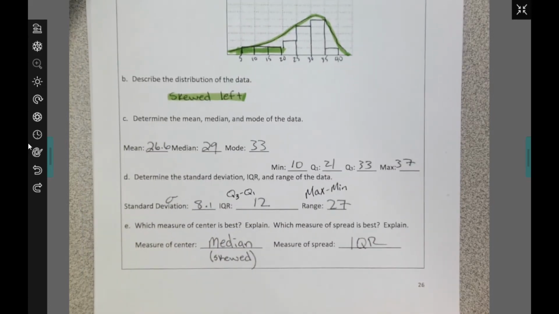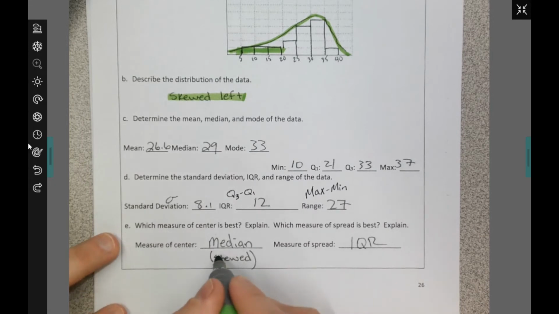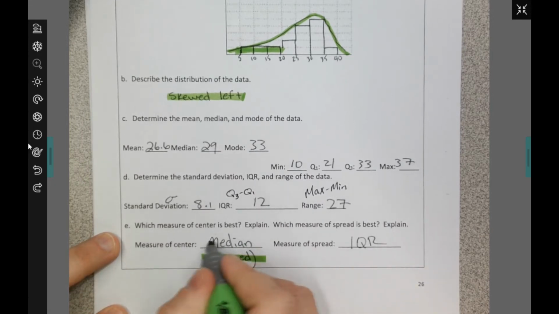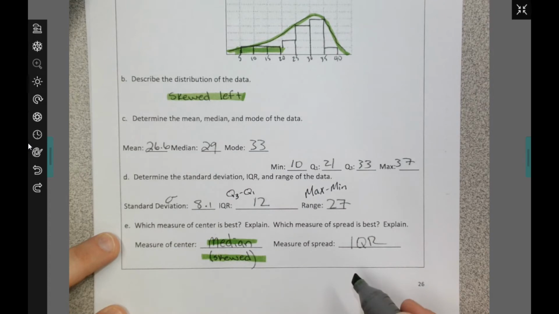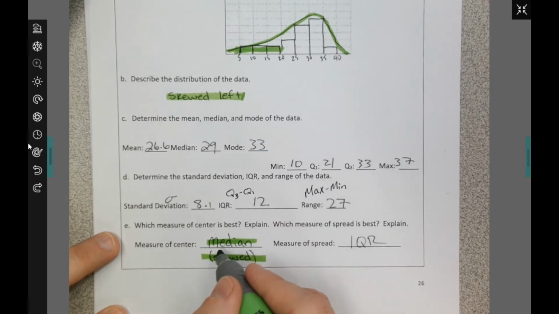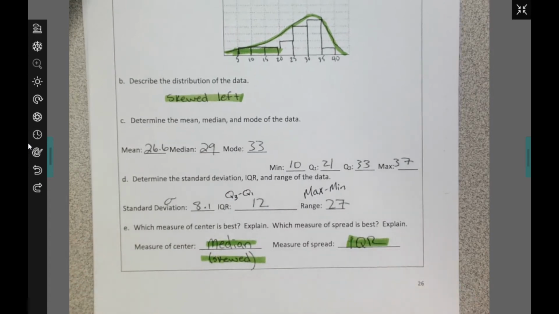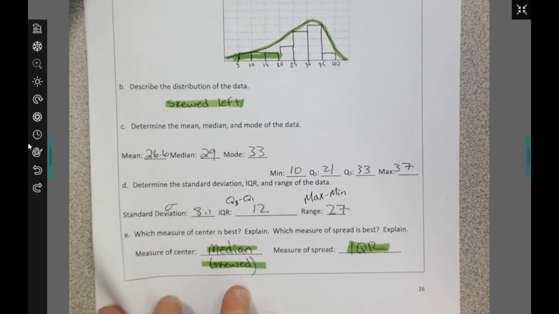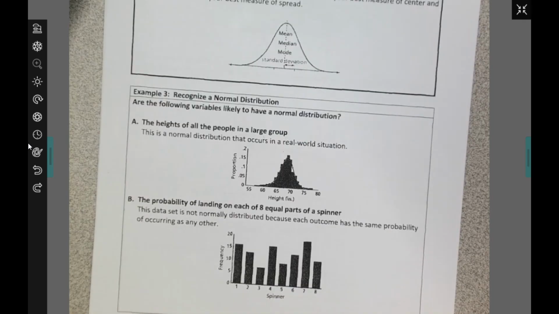For E, they want to know which measure of center is best and explain. Well, if you have any skewed data at all, it's going to be median. And then if you're doing the median for your center, it has to be IQR for the spread. Okay, so median and IQR are tied together directly. Mean and standard deviation are tied together as well. Okay, so that's example 2. You can do the try-its on your own.